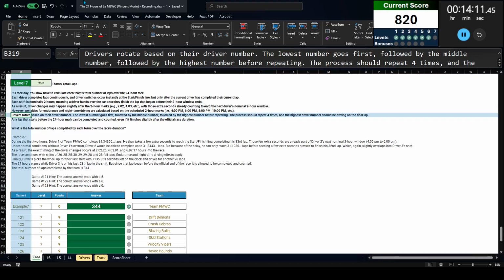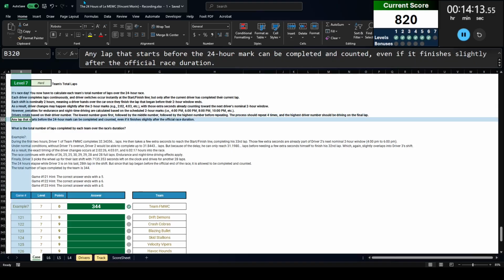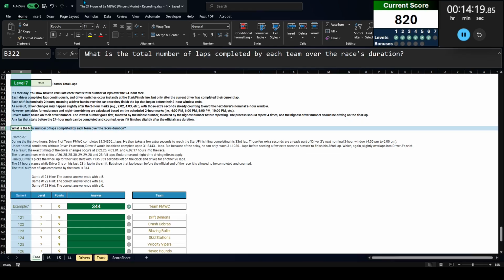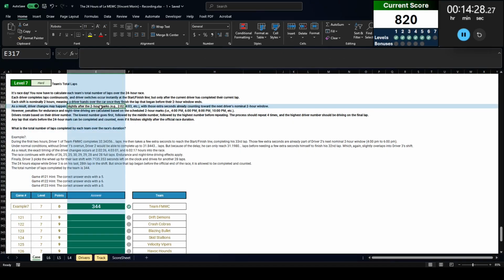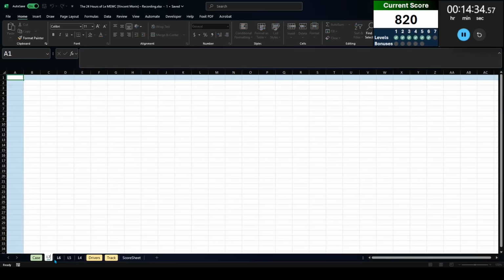The process should repeat 4 times, and the highest driver number shall be driving on the final lap. Any lap that starts before the 24-hour mark can be completed and counted even if it finishes slightly after the official race duration. What is the total number of laps completed by each team over the race's duration? Gotcha. 24-hour race, 2-hour gaps. Drivers are going to switch in and out. Got it. All right, so let's do level 7 there.